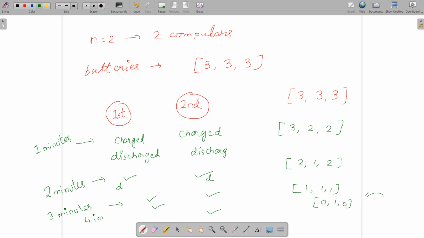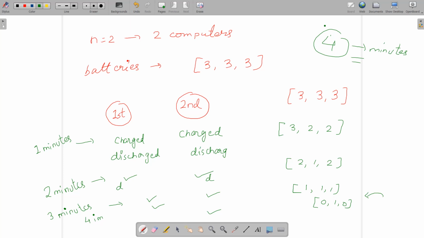So now you can see I have reached a certain state where I cannot pick any two batteries. In more general terms, I cannot pick any n batteries because I need to charge n computers, right? So I'm not able to pick n batteries such that these n batteries will have a non-zero charge. In that case, you can see my iteration stops over here. So I can run the computers for a maximum of 4 minutes. So this is our answer, maximum 4 minutes.